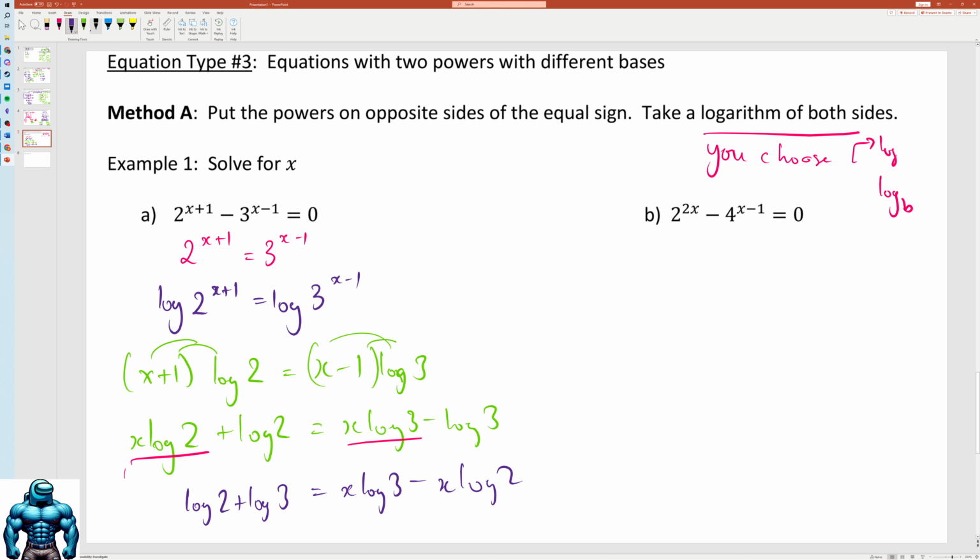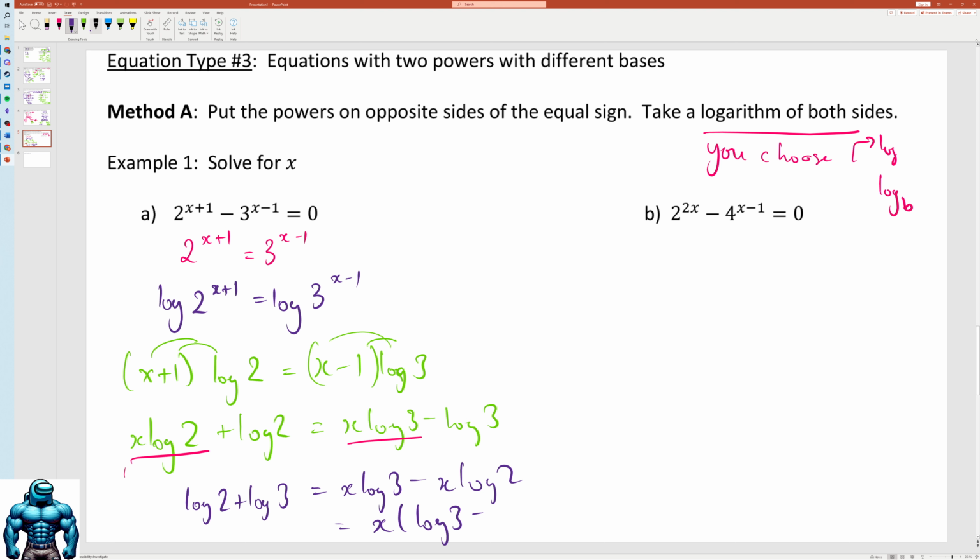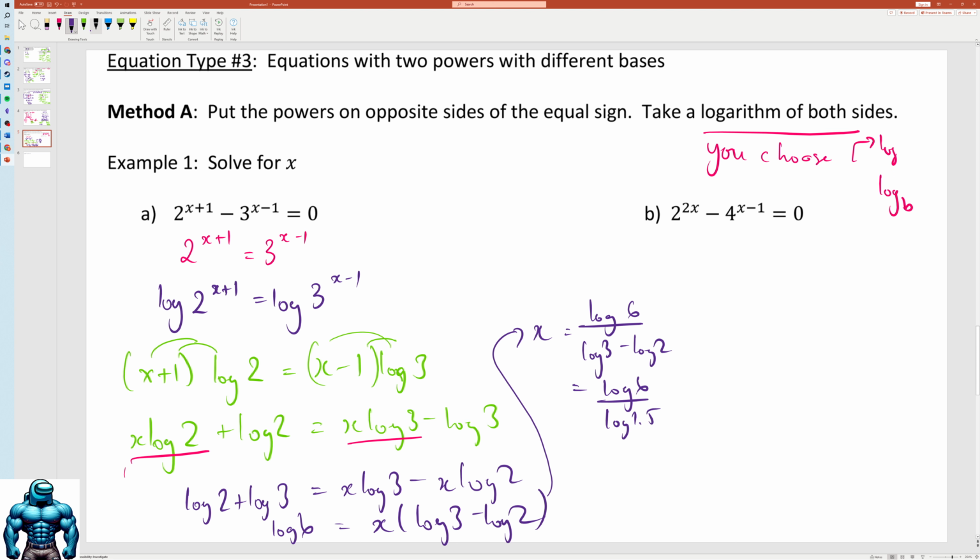Now we can common factor the x's on the right there. We get x times (log of 3 minus the log of 2). And on the left, we are simply left with log 2 plus log 3. If you want, you may write that as log 6. And to be honest, we'll just finish off here. x is equal to log of 6 divided by (log of 3 minus the log of 2). Now, it wouldn't be wrong for us to go a step further if you'd like. Call this log base 1.5.